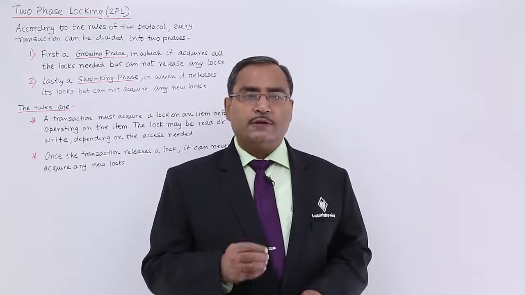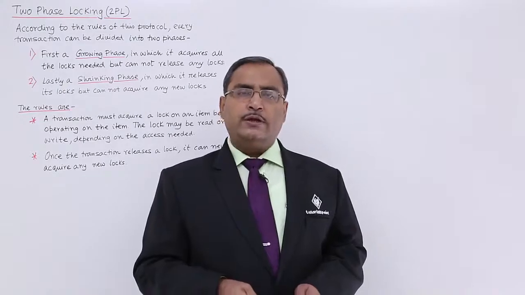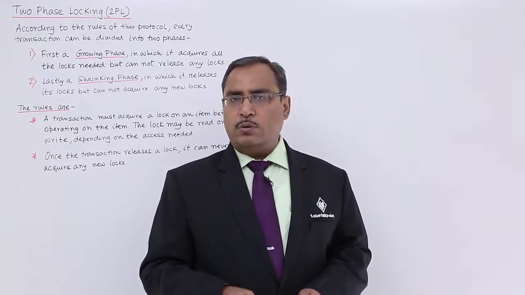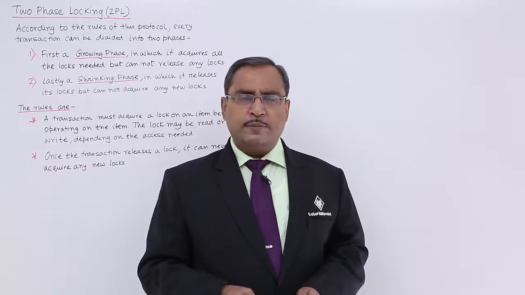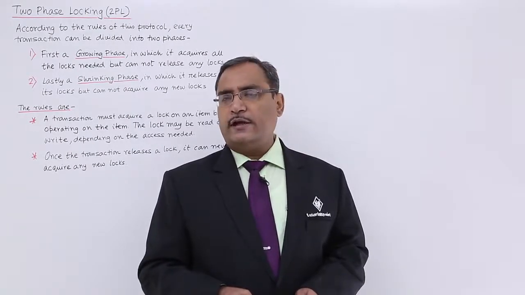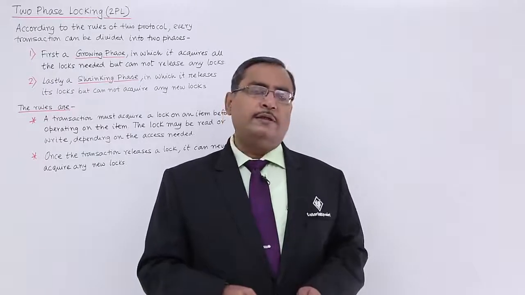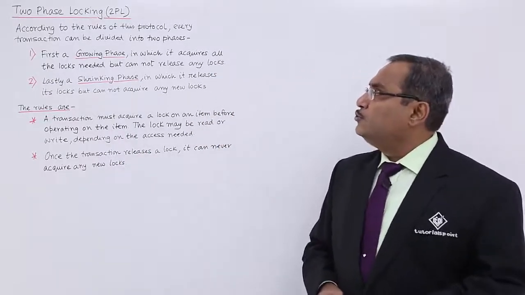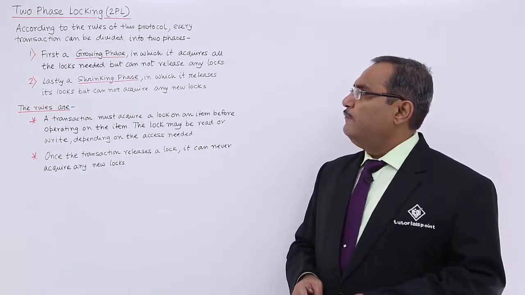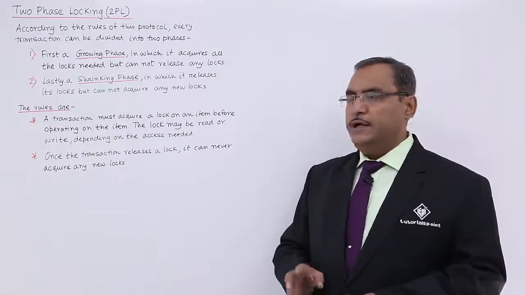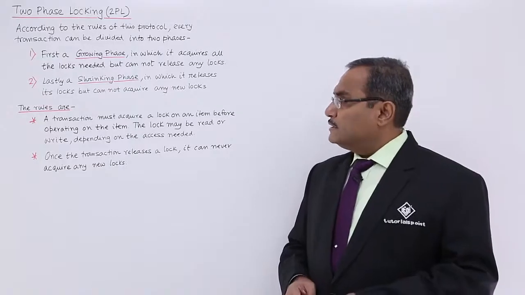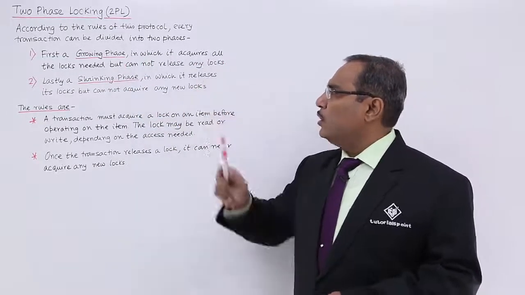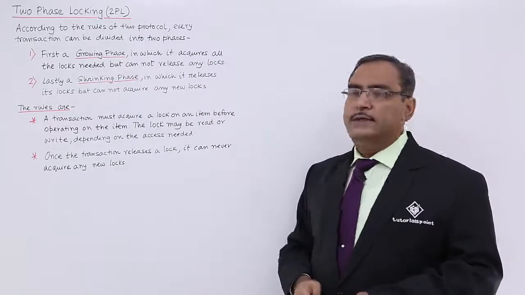Now, what is two-phase locking? Actually, it will have two phases. Phase number one will be known as the growing phase, and phase number two will be known as the shrinking phase. To have a detailed discussion, let us go to the text. According to the rules of this protocol, every transaction can be divided into two phases. First, a growing phase in which it acquires all the locks needed but cannot release any lock.